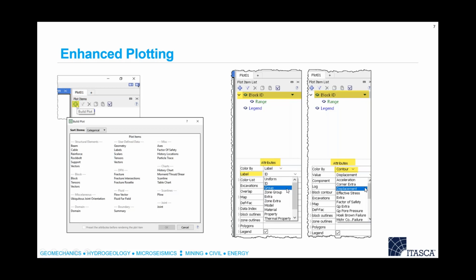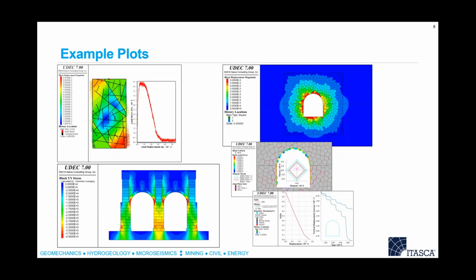So essentially, we have labels and contours. Labels are things like ID and zone groups. Contours, of course, are things like displacements or stresses. And then there are additional controls to modify those. Here are just a couple of examples of some plots that were done with UDEC 7 in the GUI. We can incorporate blocks, joints, contours, but also history and other chart information.